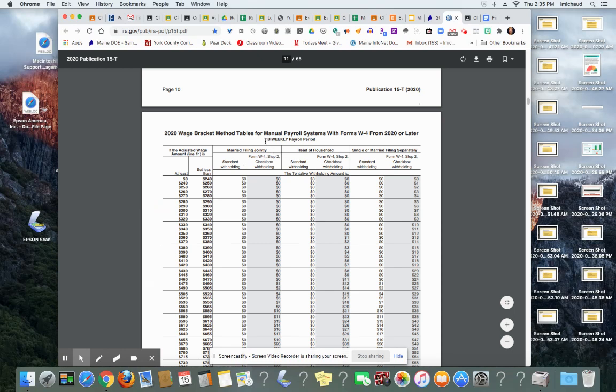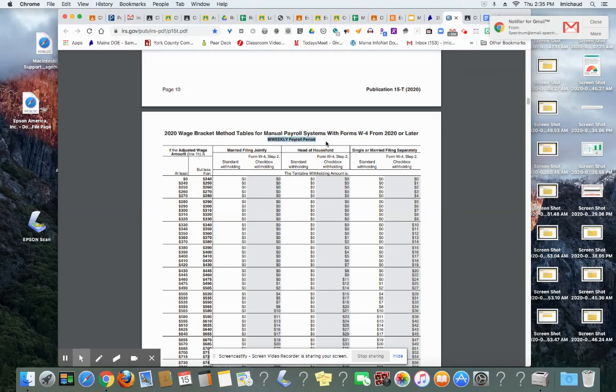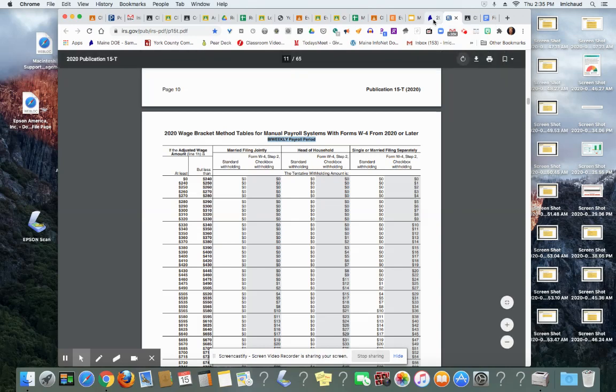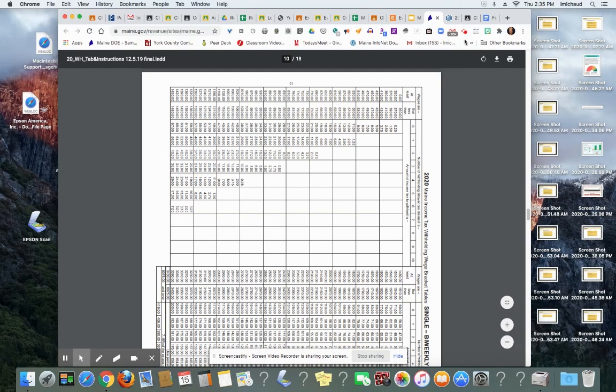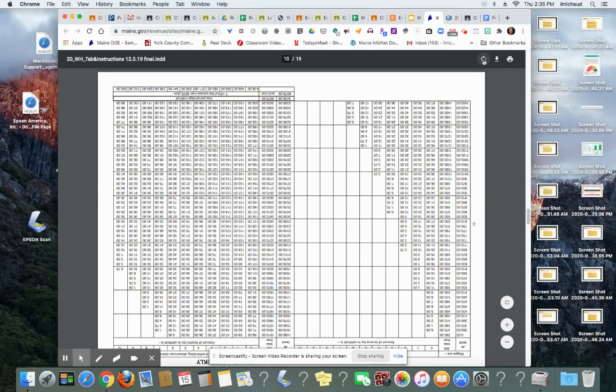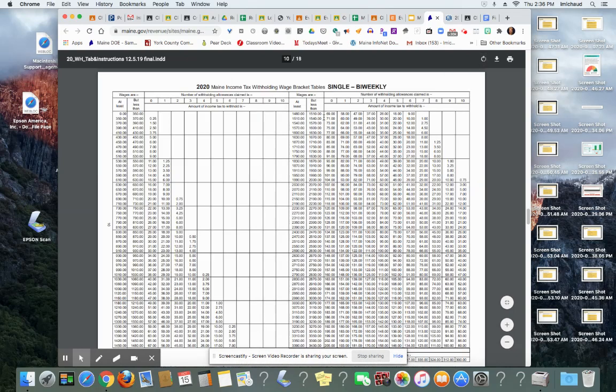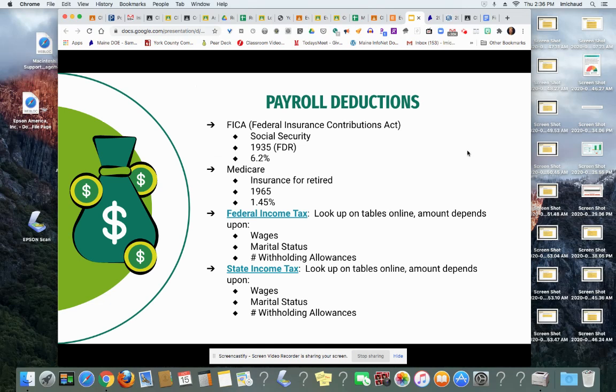You just need to make sure you go to the correct page, and the correct page depends upon whether you're paid weekly or biweekly. So page 11 is biweekly, and I'll show you how to look up the amounts on this. And then the Maine state income tax, by the way, it's landscape usually, but to flip it around, you hit rotate clockwise and you'll get to see it. And this is on page 10. So those will be your payroll deductions.